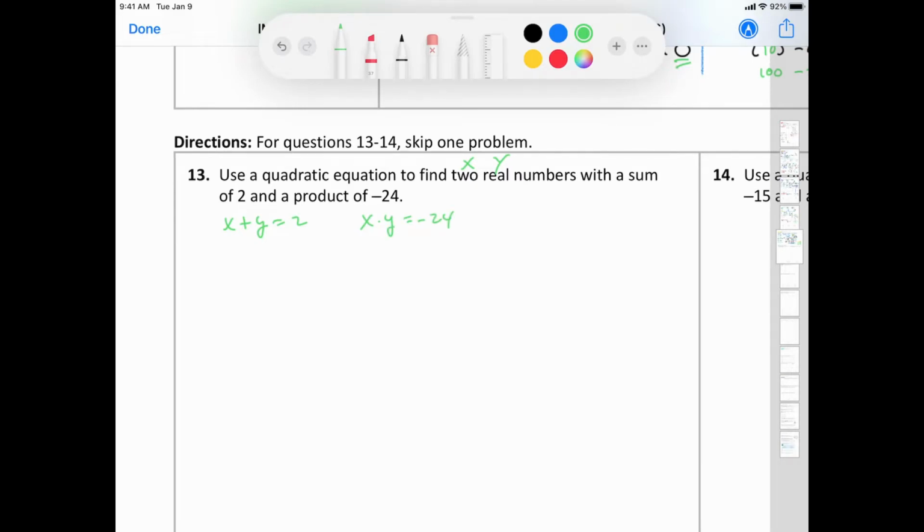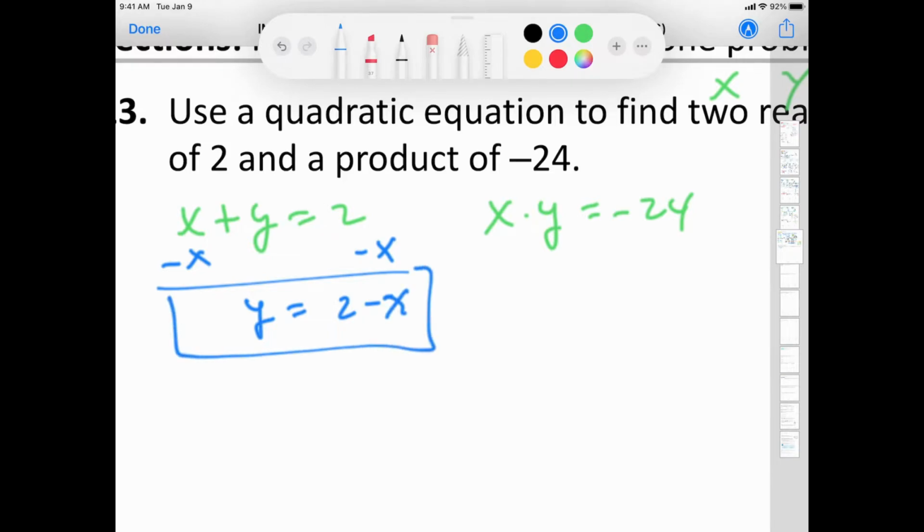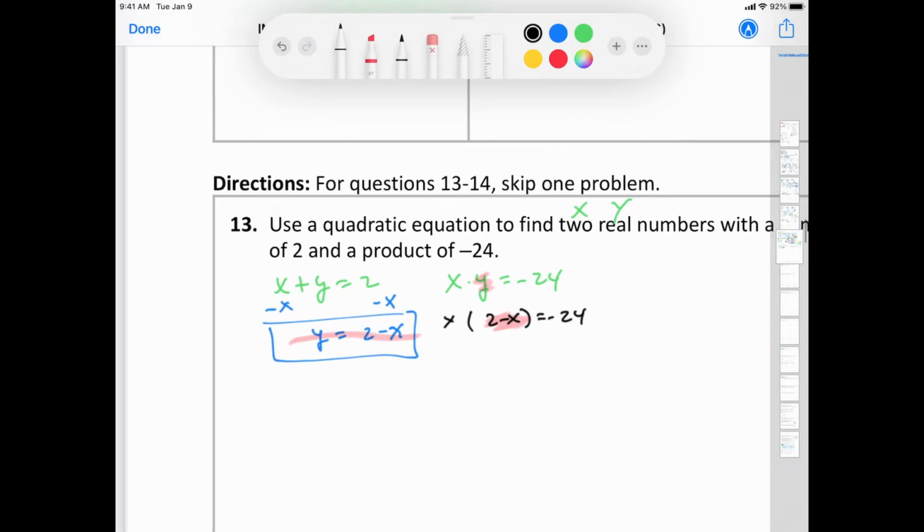If I solve for this one in terms of x, I have y equals 2 minus x. And then if I put that in over here, this is going to be my equation. Does that make sense? So we define the variables. Let's go ahead and solve this for x. So I'm going to distribute here.